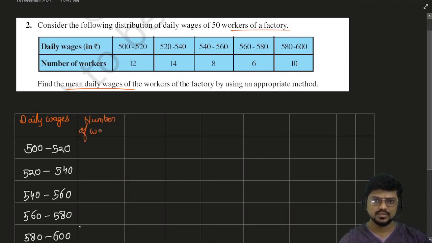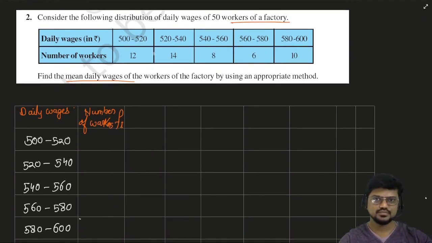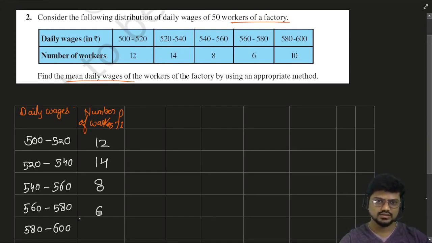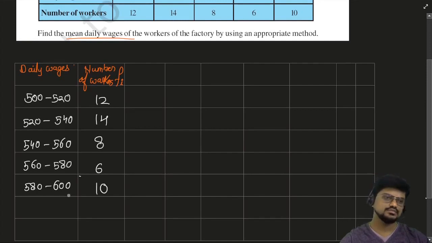Number of workers. This is nothing but your frequency. So you can also write this as your fi. So what are they? 12, 14, 8, 6, and 10. Okay, this is what your frequency is.